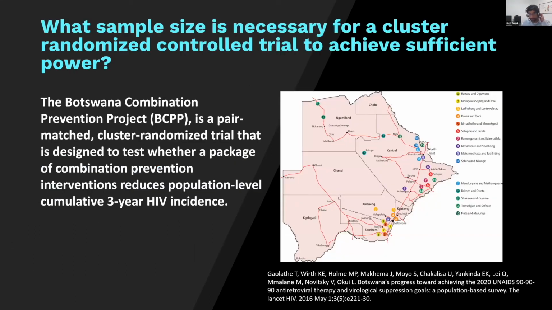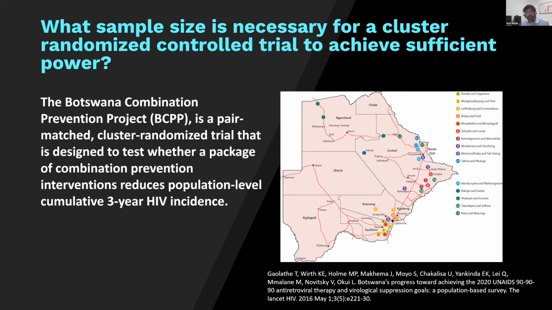So for this one, it was for designing a large cluster randomized trial, and we wanted to know how many clusters to include. And this trial ended up happening, and it's the Botswana Combination Prevention Program, or BCPP. It is a pair-matched cluster randomized trial that is designed to test whether a package of combination prevention interventions reduces population level cumulative 3-year HIV incidence.